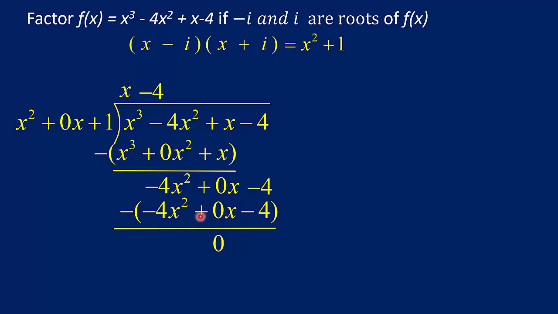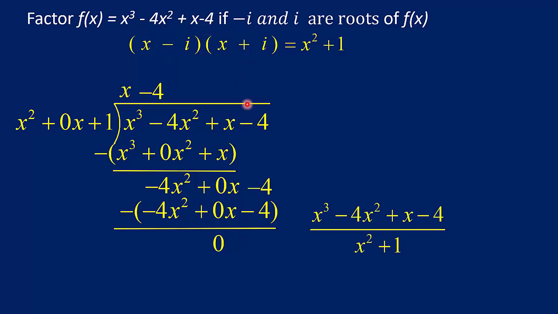And this is what you would expect, because remember, we were told that negative i and i are roots. That means x minus i and x plus i are factors, so their product would divide evenly into the original because they're factors. So the product of two factors divided into the function will go evenly.